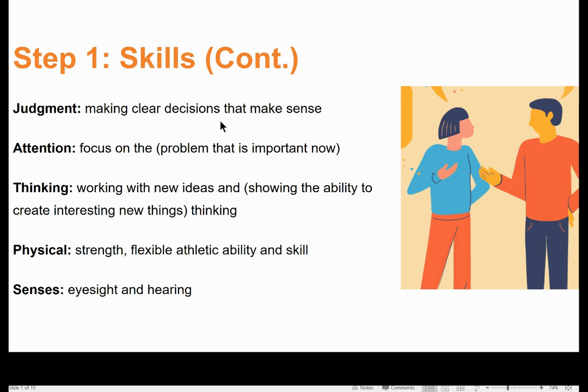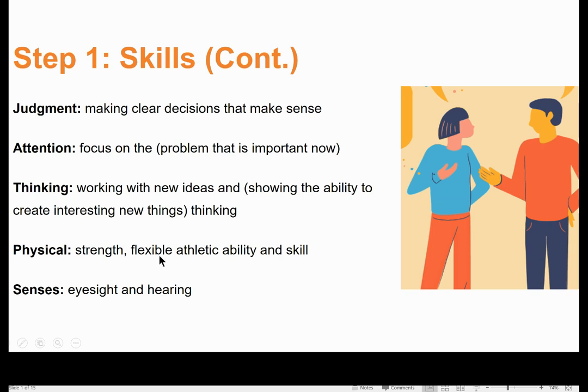Are you thinking about good things to do? When you're deciding to do something, are you going to make a really good decision to do that, or are you not? You think to yourself, I'm not sure what I'm doing. Good judgment means making a good decision that makes sense to everybody and is safe as well. Attention. Can you focus on the problem? Can you sit and do things for a while and focus on one thing until it's completed? Thinking. Are you good working with new ideas and thinking about things and showing the ability to create interesting new things? So usually creative people are very good thinkers.